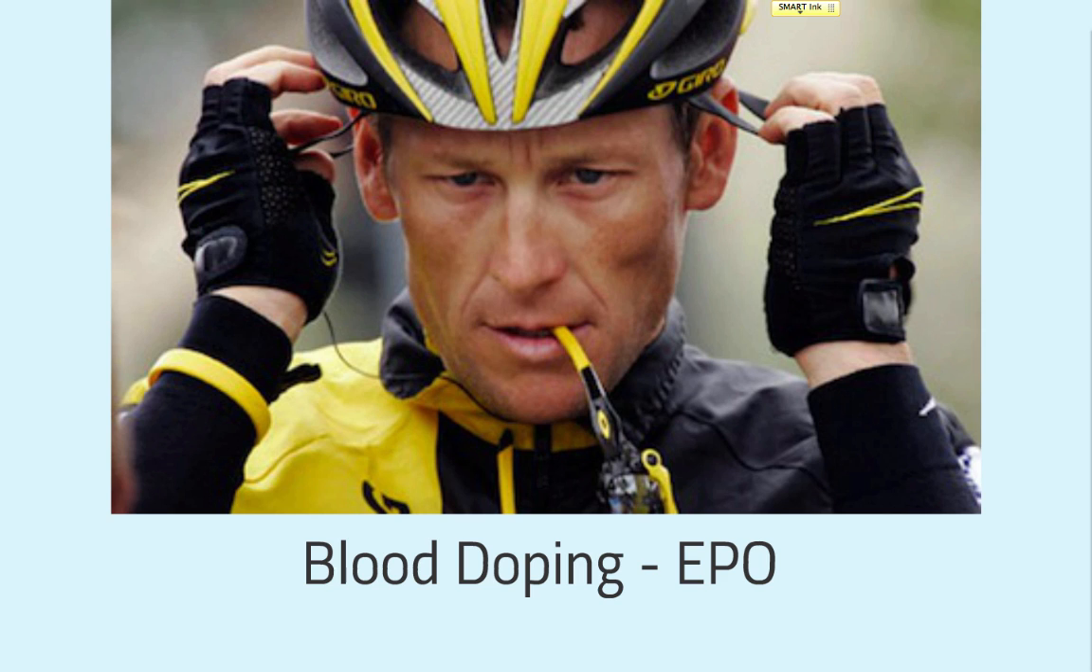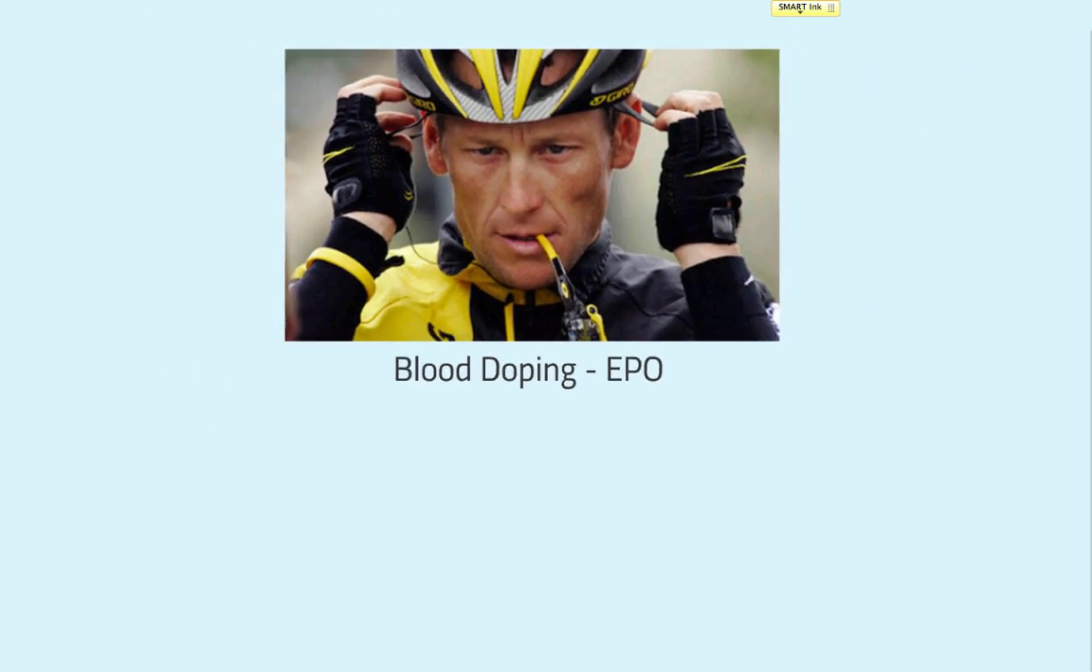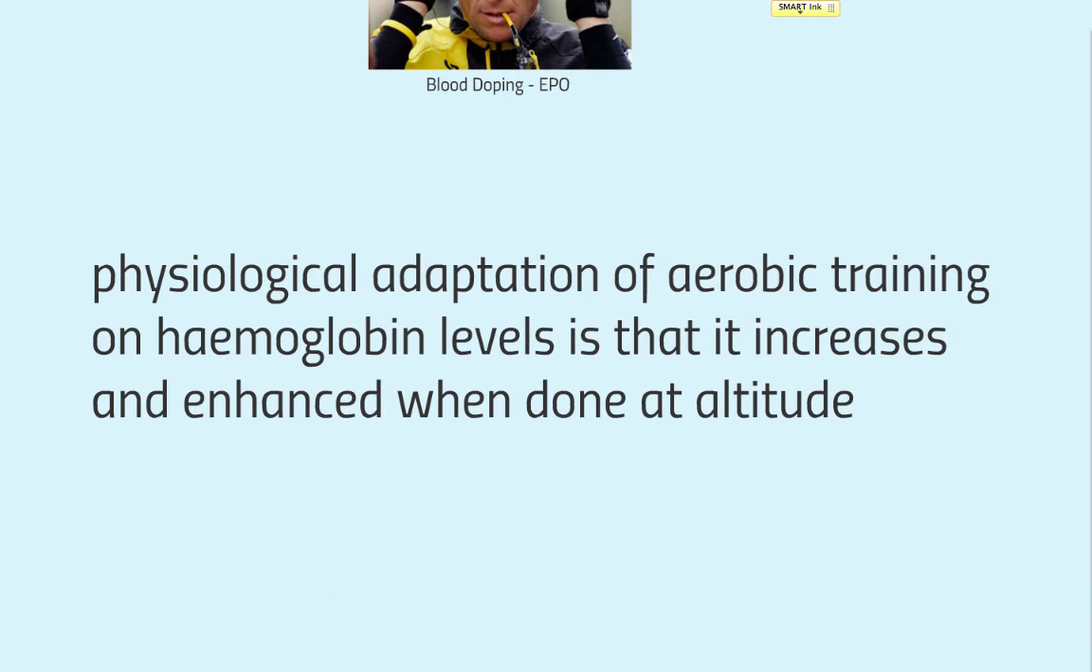Another method, which is illegal, is the performance enhancing act of blood doping, administering EPO by intravenous drip, something the Tour de France has become infamous for. So the physiological adaptation of aerobic training on haemoglobin levels is increased and enhanced when done at altitude.